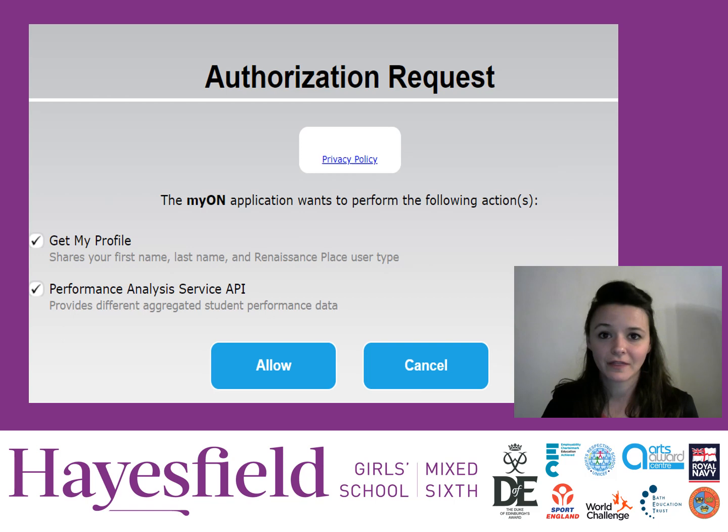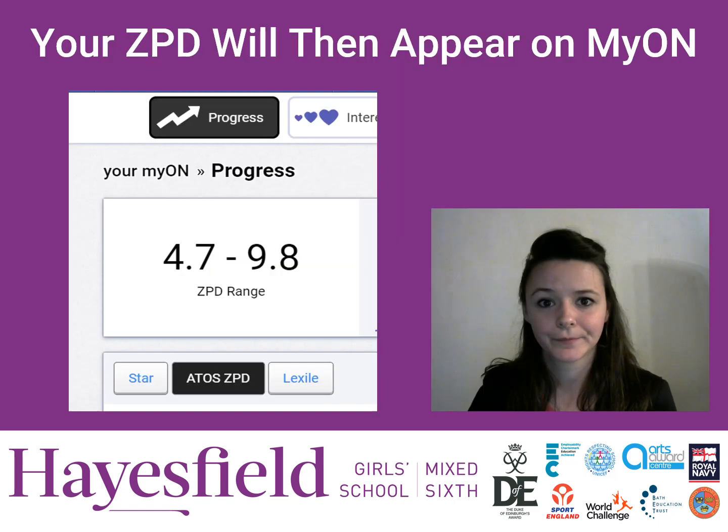Once you have done that, it then asks you an authorization request. This is nothing scary. All it's doing is making sure that this is absolutely what you want to do, and it is. So you're going to click allow. Once you've gone through that, it does take a little bit of time, and I've done this with I think about 5 students now, and each time it's taken about 10 minutes for it to appear.